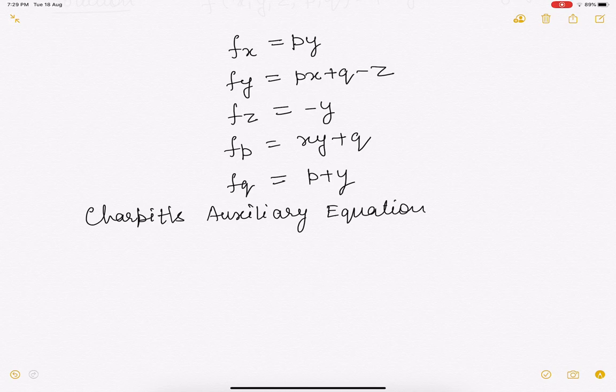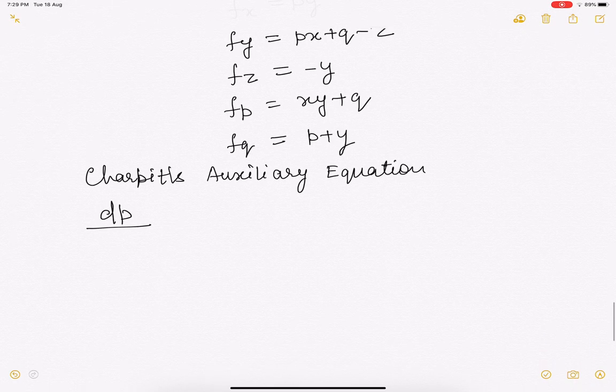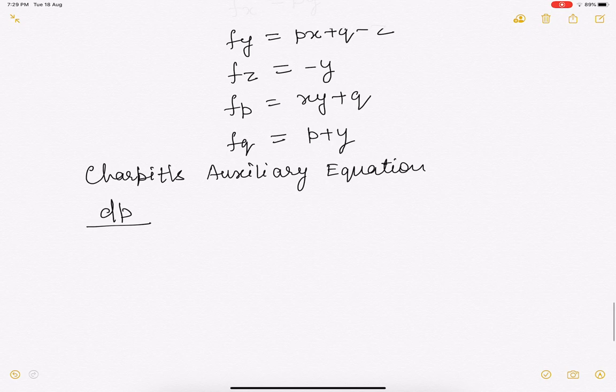Let us write Charpit's auxiliary equation. We have dp upon fx plus p fz. Fx is py, plus p times fz is minus py. So I hope from here we can know what is the answer.